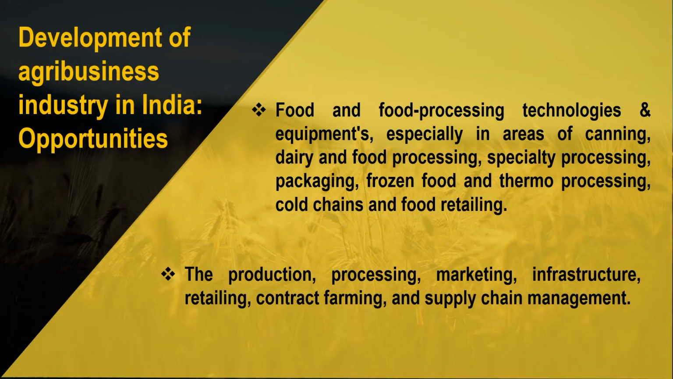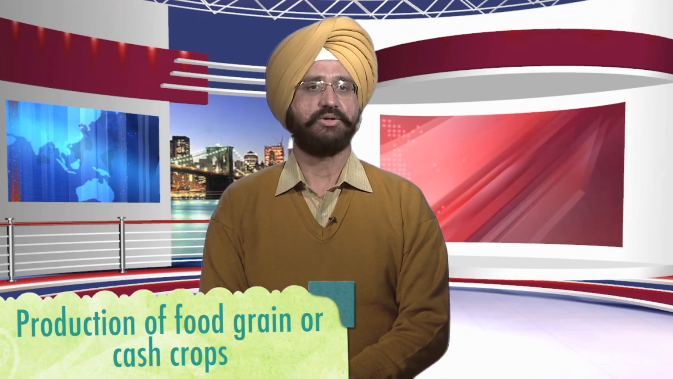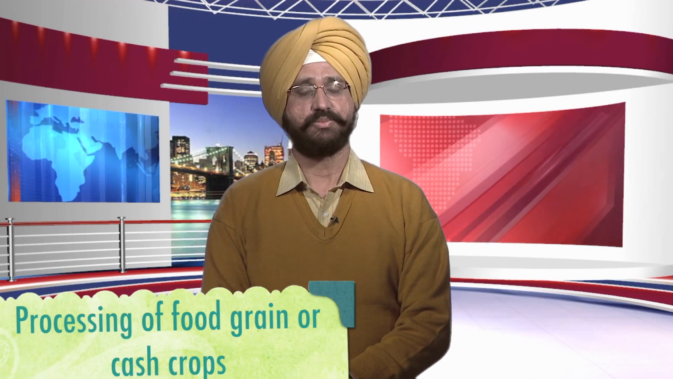Food retailing today is being done at the highest level, with food being available in malls, through farmer markets and so on. Then there are production, processing and marketing infrastructure and retailing, contract farming and supply chain management. So, all these things are providing opportunities in the agri-business industry in India. You can go in for production of either food grains or cash crops. You can go in for processing of those food grains or cash crops. Marketing is another aspect which is giving a lot of opportunities.